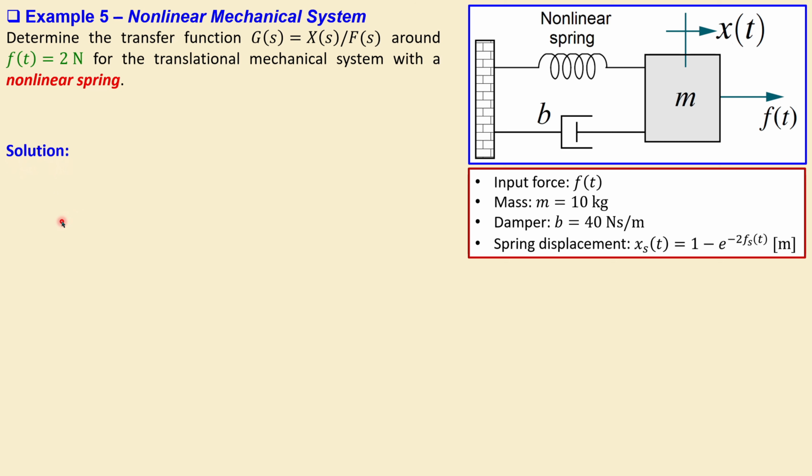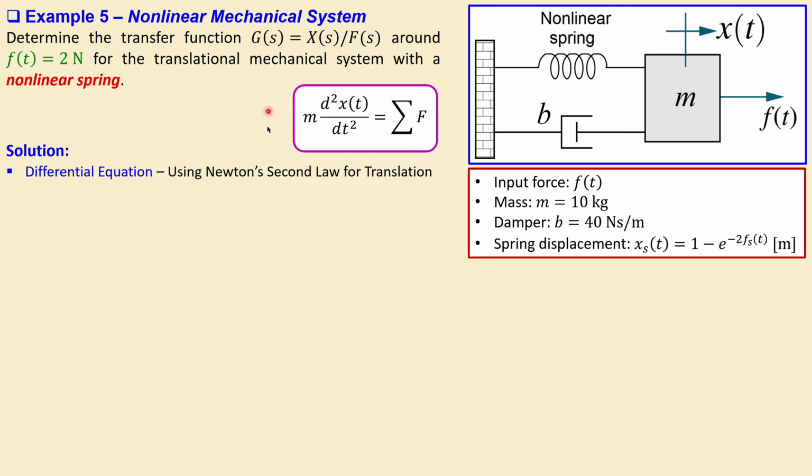So let's look at the solution. Now we start with the differential equation using Newton's second law for translation, which is this expression. We see m times the second derivative of the motion is equal to the sum of the forces, vectorially. Let's do that. m times the second derivative of the motion is equal to the force minus, now this will fight back and this will also fight back, the F_s. Do I know F_s? Not yet. I have of course an expression of x_s where the F_s is in place, but I need to rewrite this again. So let's do that.